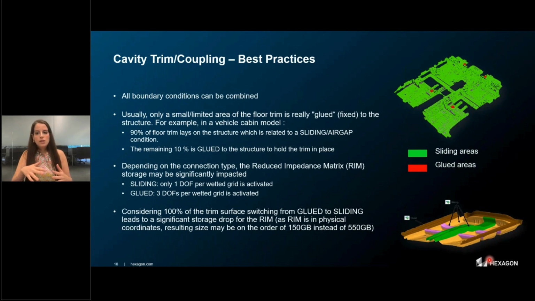All these boundary conditions that we just described can be combined within a model, and that's very important to note, because we might think of trims that serve different conditions over here, and we want to model those in our analysis. So, for example, as you see over here in a vehicle cabin model, typically 90% of the floor trim lies on the structure, corresponding to a sliding air gap condition, while the remaining 10% is glued to the structure to hold the trim in place.